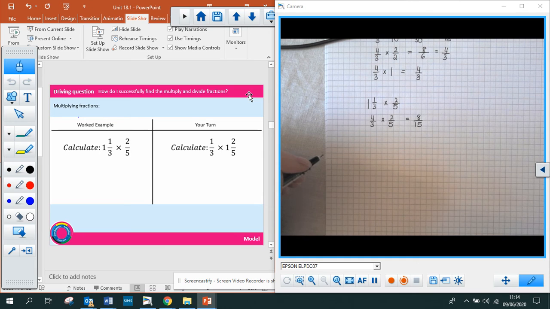Okay, pause the video please, have a go at the your turn, and then I'll go through it when you play the video and you can check through your solution.